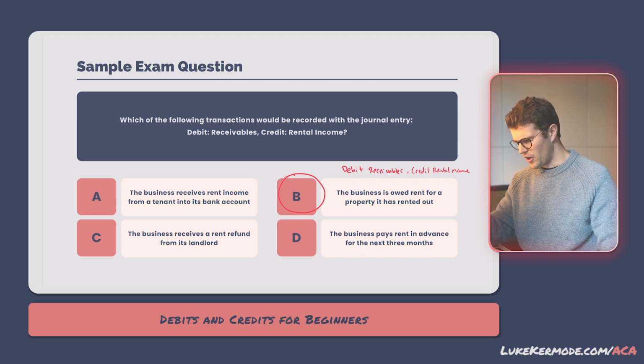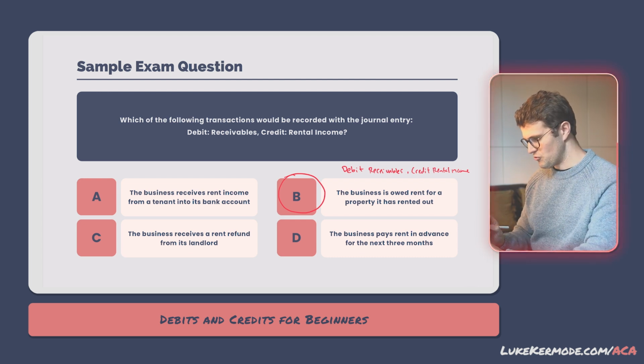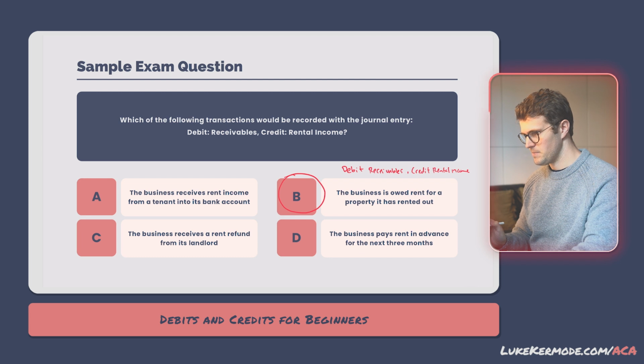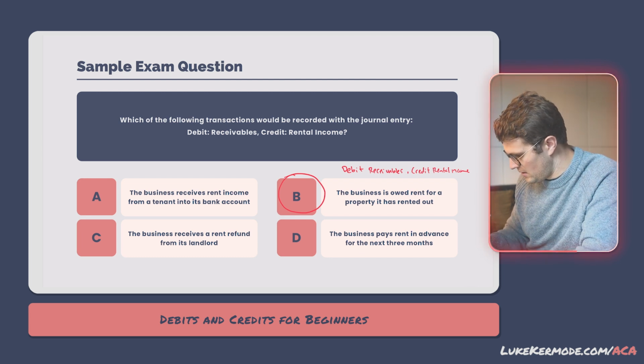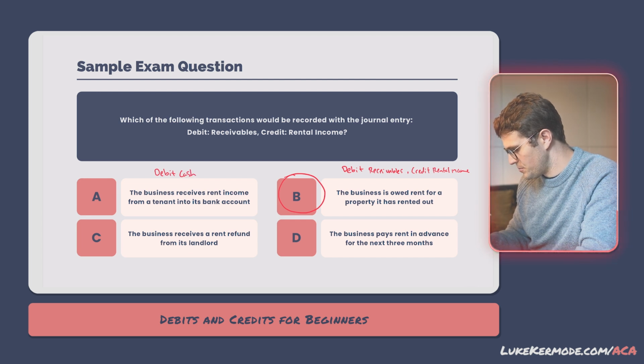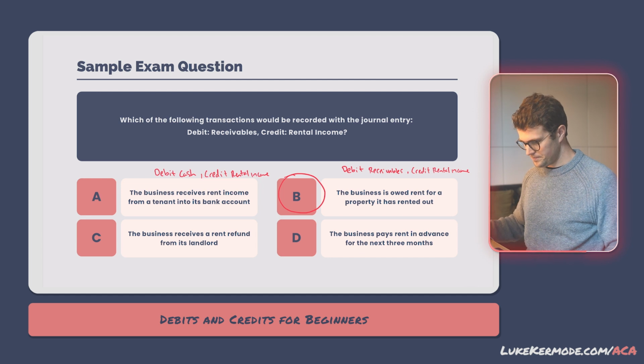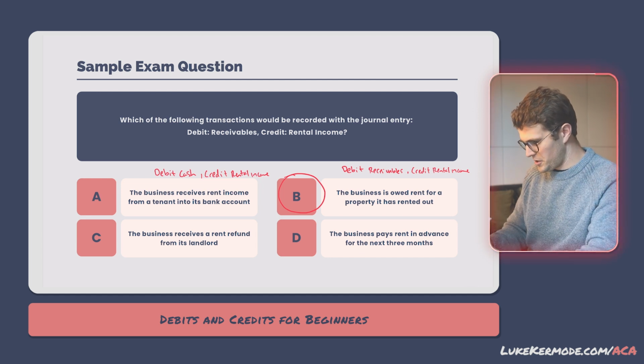So let's look at why the other options are wrong. So option A, the business receives rental income from a tenant into its bank account. This would have been an entry which would have increased our cash position and not our trade receivables. So option A is incorrect.